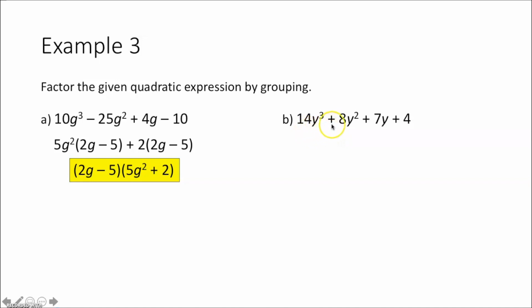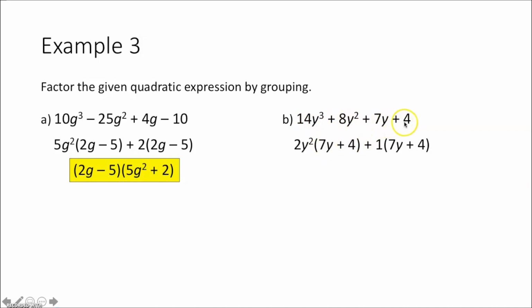Here, in part B, same thing. First, is there a GCF we can take out of all of the terms? No. So we move to our next step, which is to factor out a GCF from the first two terms. So each of these two terms has a 2 and 2 y's. So 2y squared goes on the outside of a set of parentheses. We then divide each of those terms by 2y squared, and whatever we get, we put inside the parentheses.